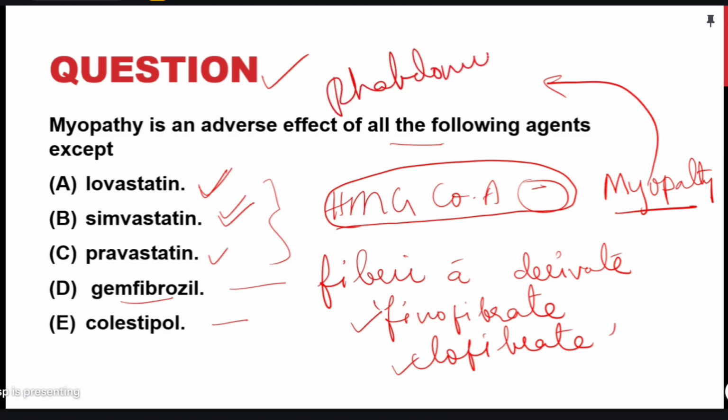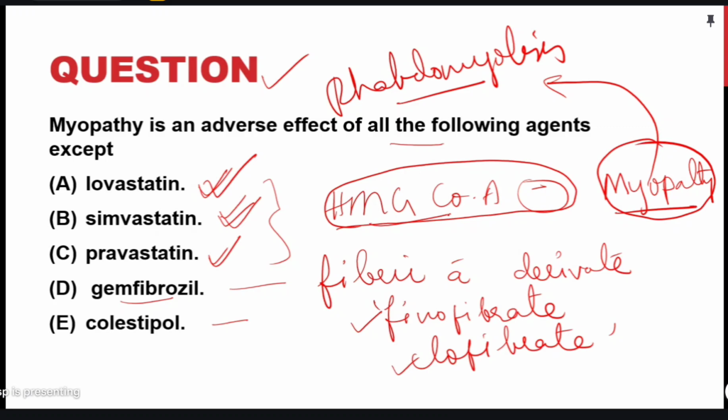Rhabdomyolysis is the condition where urine is highly concentrated with most of the excretory waste products, which are usually caused due to myopathy. Okay, so remember, lovastatin, simvastatin and pravastatin are HMG CoA inhibitors, and these HMG CoA inhibitors will cause myopathy. Remember this point. And myopathy is always associated with rhabdomyolysis, and if anybody has excessive rhabdomyolysis, it can cause kidney injury. Remember this point. Okay, in patients who have more rhabdomyolysis, there are more chances of kidney injury. Okay, this is about HMG CoA inhibitors.